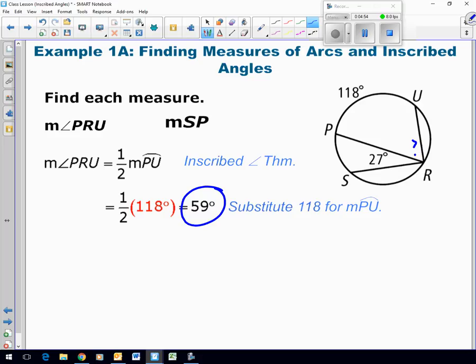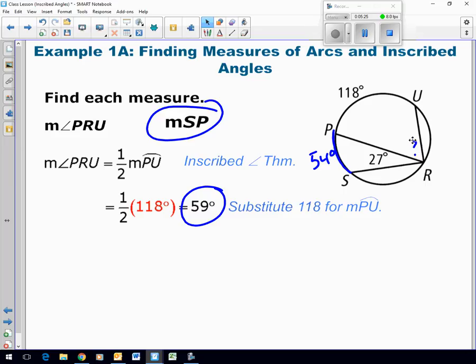Same thing here, right? I go from arc down to the angle, I divide by 2. But the second question says, what's the measure of arc SP? Well, if you go from angle out to arc, you multiply. What's 27 times 2? 54. Okay? Y'all see the difference there, right?